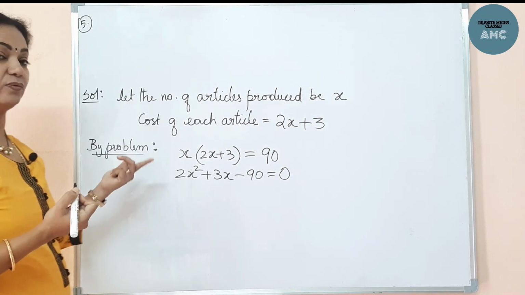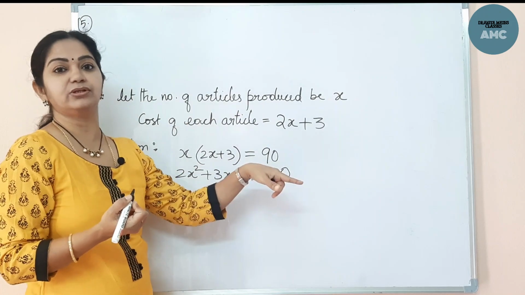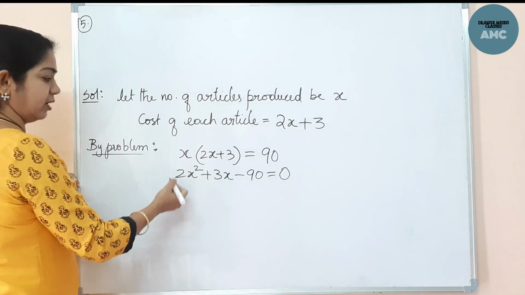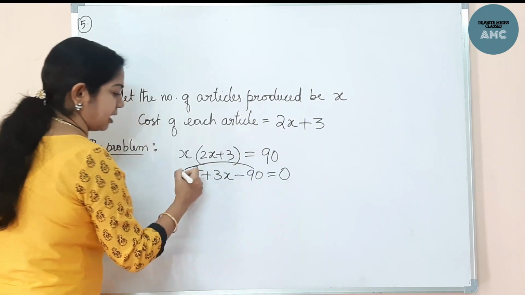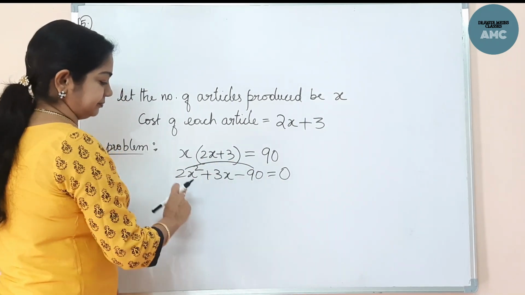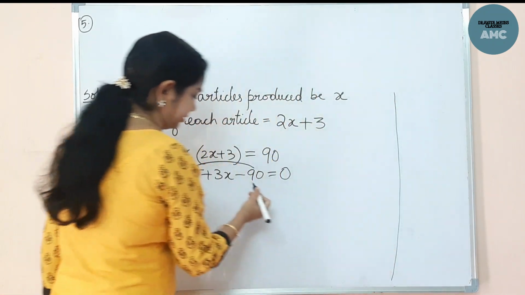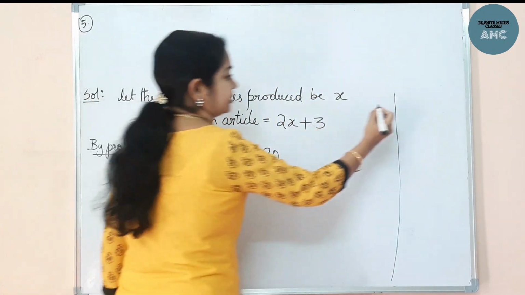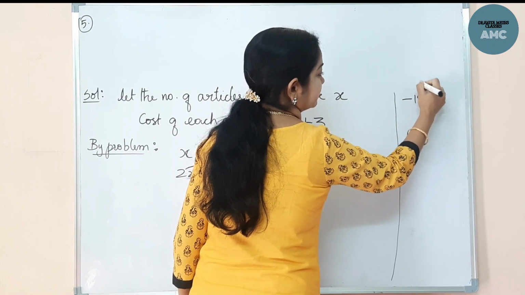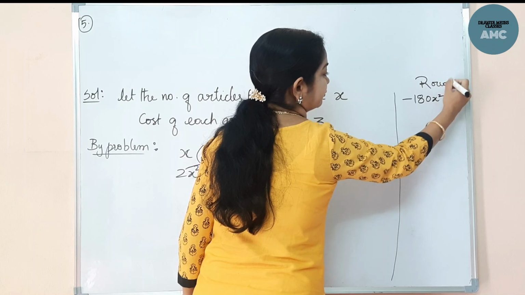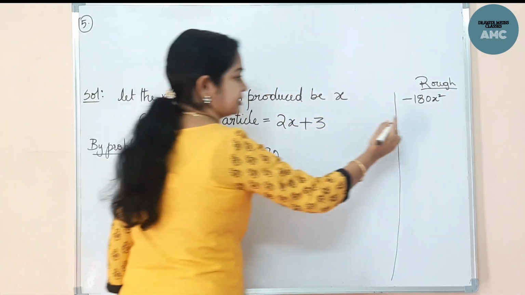Now we need to find the x, the number of articles, and also the cost. First we'll find the x. Now how to find the x? This is a quadratic equation. I'll multiply the extremes here. Let us do it in the rough part. Here minus 90 into 2x square comes to minus 180x square. Okay, rough. So I'll do the product of the extremes, then I'll split it.